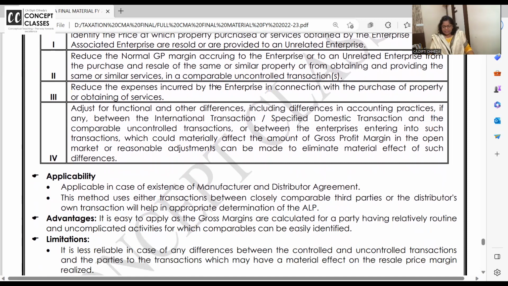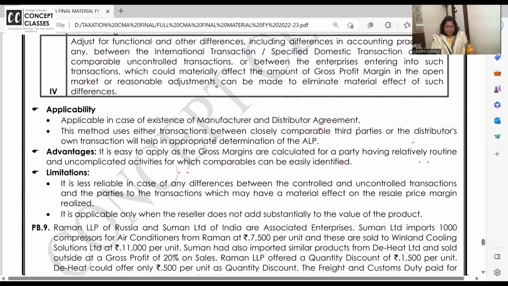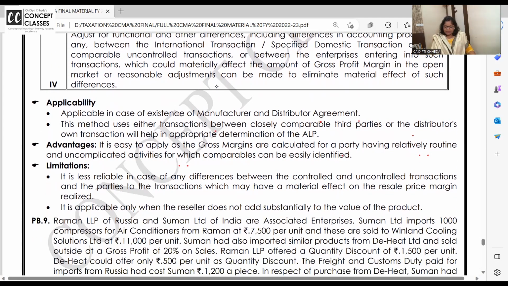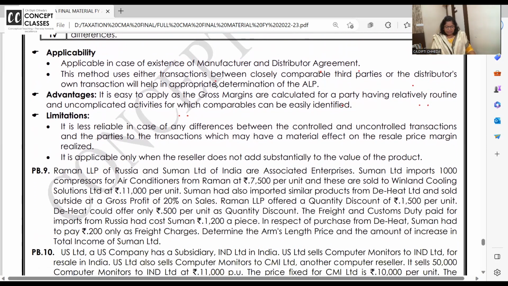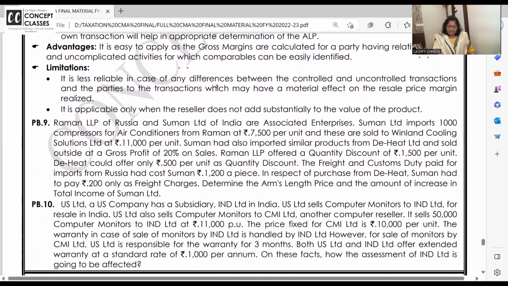Applicable in case of existing manufacturer-distributor agreement. This method uses transactions between closely compared third parties. It is easy to apply as the gross margins are calculated for a party having relatively routine and uncomplicated activities. It is less reliable in case where differences RSP में difference बहुत ज़्यादा है, and we have already done some problem related to this. Ninth one is over.